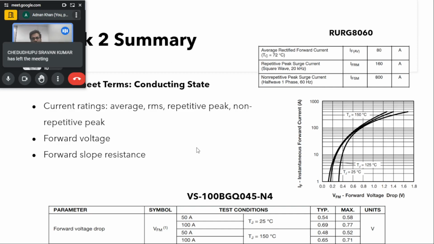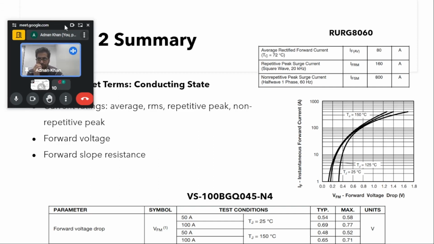And if you can see, these curves look parabolic to you because this is in the logarithmic scale, otherwise it is in a linear scale. Also, you can get the forward slope resistance, as I had discussed in the previous slides. You can take two voltages and currents, divide them and get the slope, and that will give you the resistance.